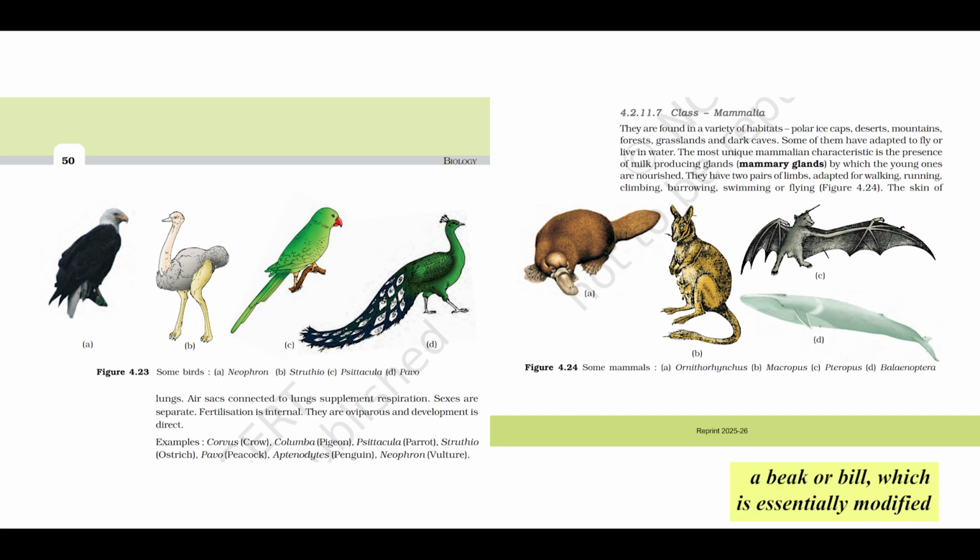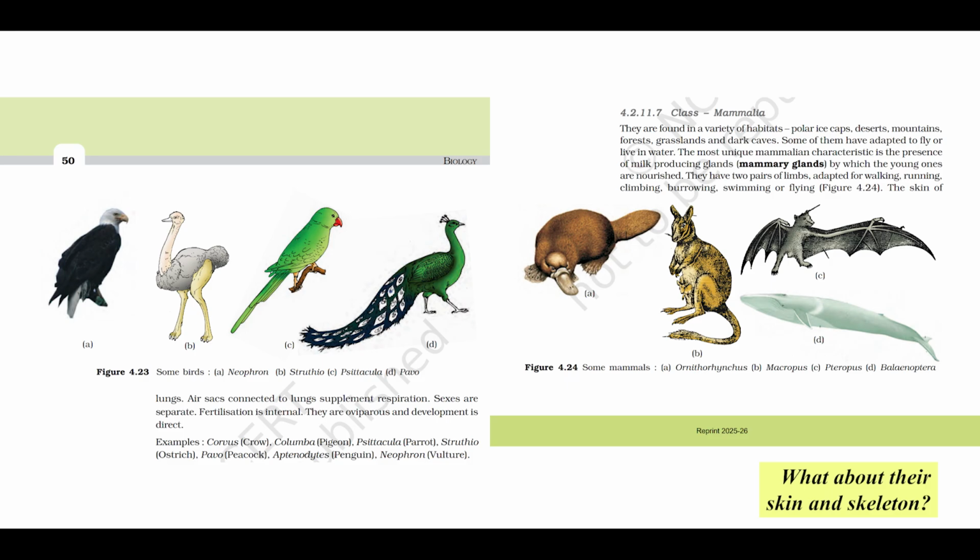Birds possess a beak or bill, which is essentially modified jaws covered in keratin. Importantly, modern birds lack teeth. Their forelimbs are highly modified into wings, the primary structures for flight. Their hind limbs are typically adapted for walking, running, perching, or swimming, often having scales like reptiles. Feathers, wings, beak, no teeth.